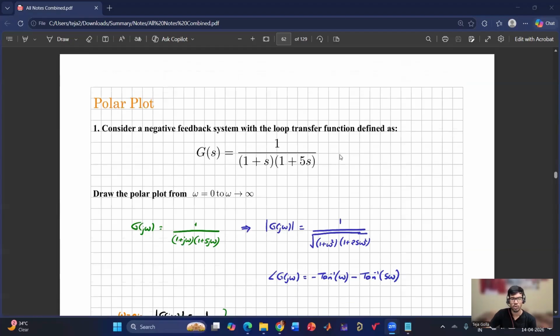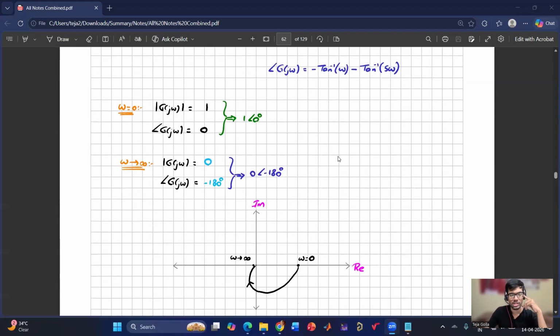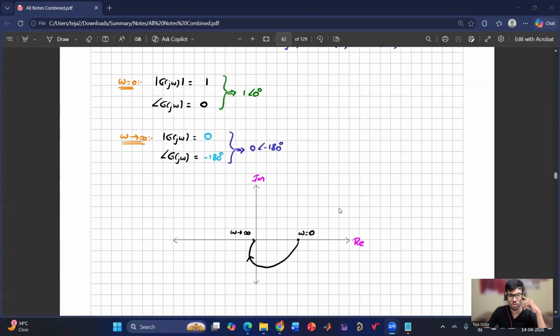Then we have started with the polar plot, how to draw the polar plot. Again, I'll not go into the details of how to draw the polar plot. I'll just tell what we have discussed. So we have solved one problem and we have been asked to draw the polar plot, magnitude as well as phase, as omega is going from 0 to infinity.